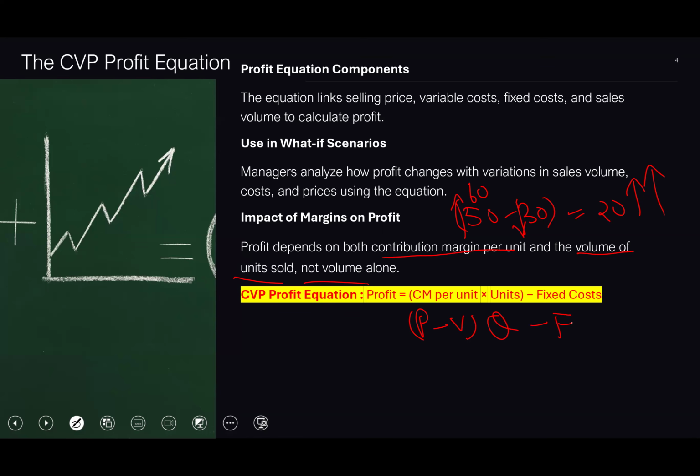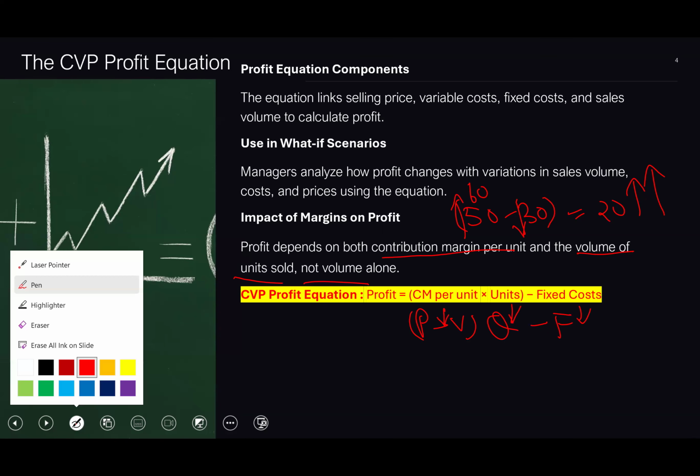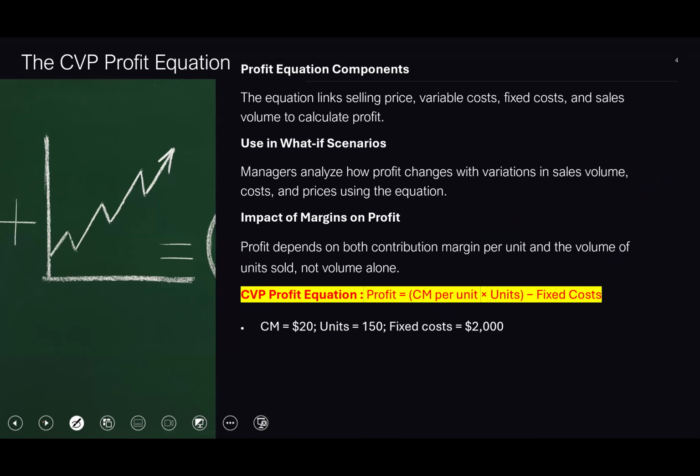You see it? Contribution margin per unit, which is P minus V, number of units meaning volume, and fixed cost meaning F. Everybody with me? Okay, let's continue. With our example, I just took a different number of units so that you can keep seeing the impact on profit. $20 of contribution margin per unit multiplied by 150 units tells me this is my total contribution margin. If I subtract my fixed cost out of that, I will get $1,000 of profit. Sounds good?